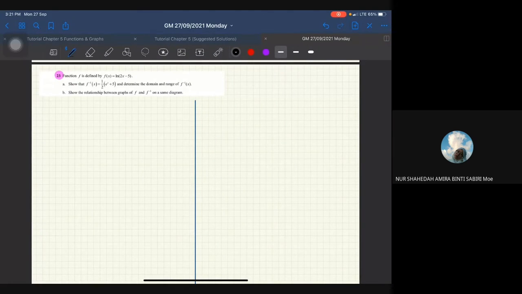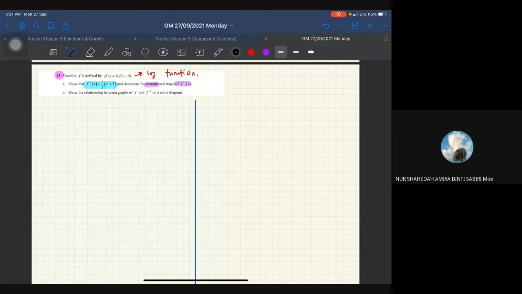Soalan first, dia bagi kita a function. So we have a log function right now. This one is a log function. Okay, so first part soalan cakap show that f inverse is equal to this exponential function. Okay, and then you need to determine what is our domain and also range of f inverse. Okay, so jom kita try cari kita punya function f inverse sekarang ni.